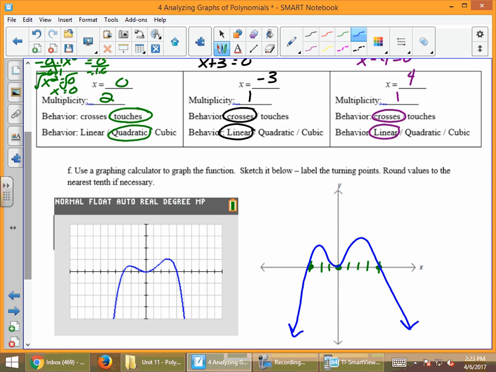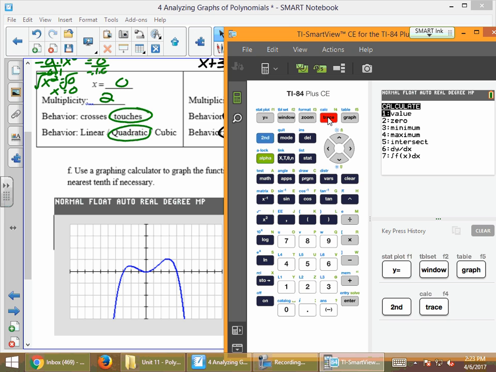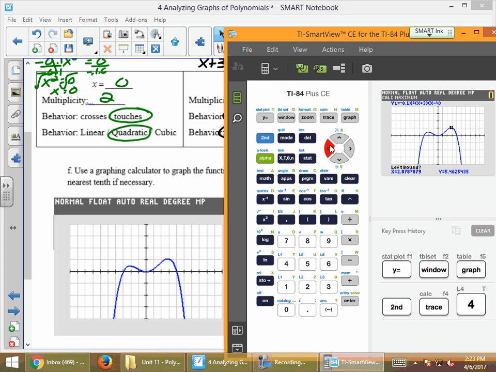Then once you've graphed it, you need to find the turning points. So to find the turning points in your calculator, you're going to hit second, trace, and this first turning point, is that a maximum or a minimum? It's a maximum. So what do you think we're going to hit? Maximum. So arrow down to maximum, just hit 4. Oh boy. All the way over.